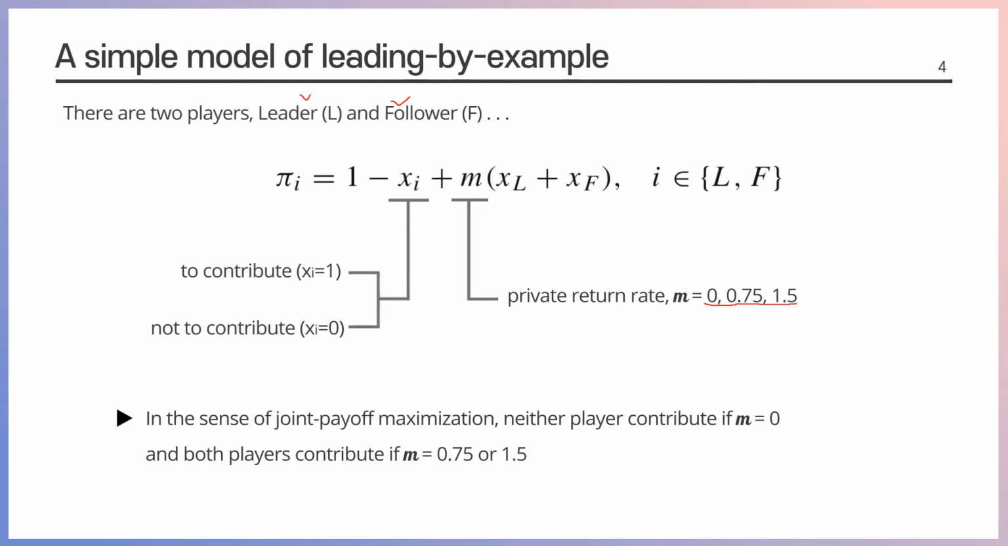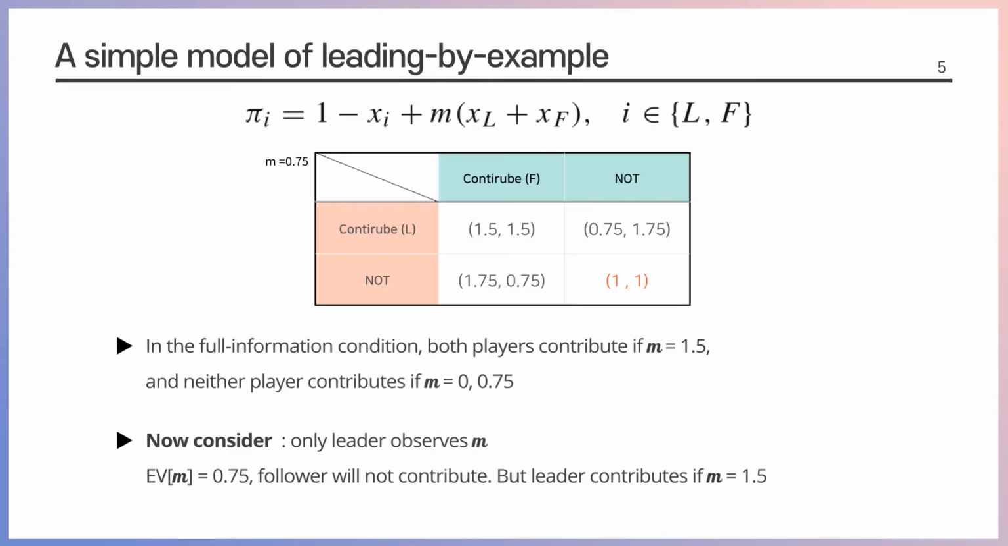In the sense of joint payoff maximization, we can easily find that neither player contributes if m is 0, and both players contribute if m is 0.75 or 1.5. But does the player really choose to contribute? Suppose both players observe m before making their choices, and this is common knowledge.